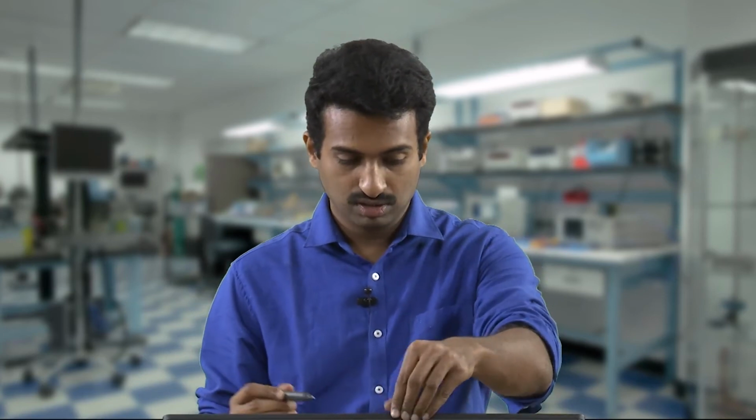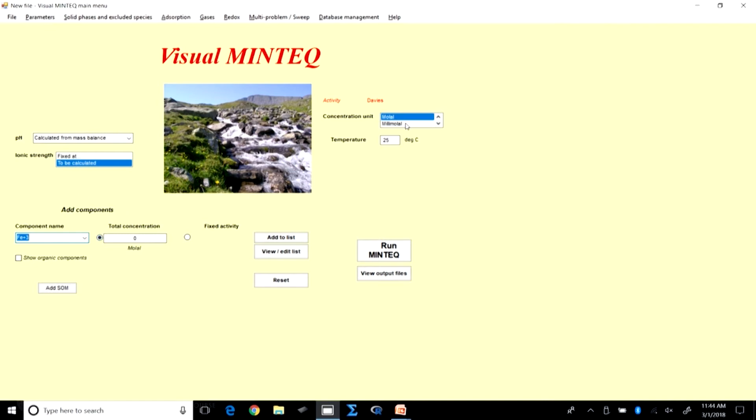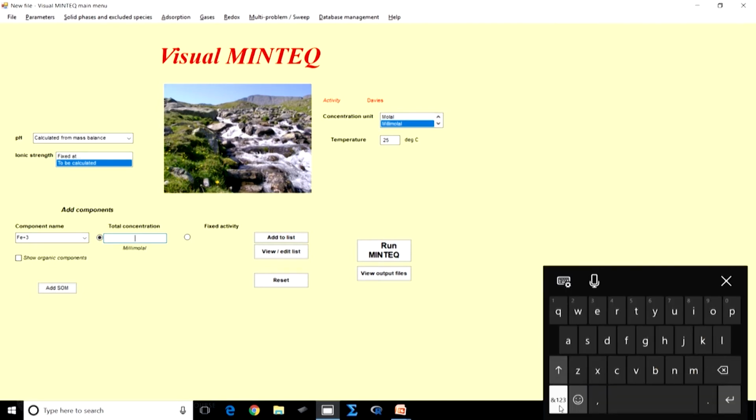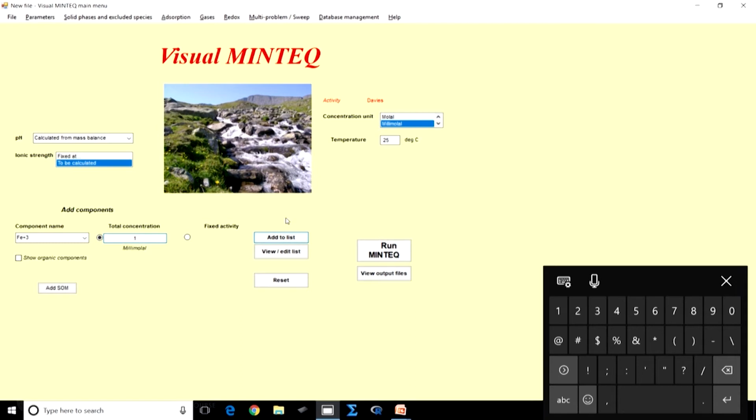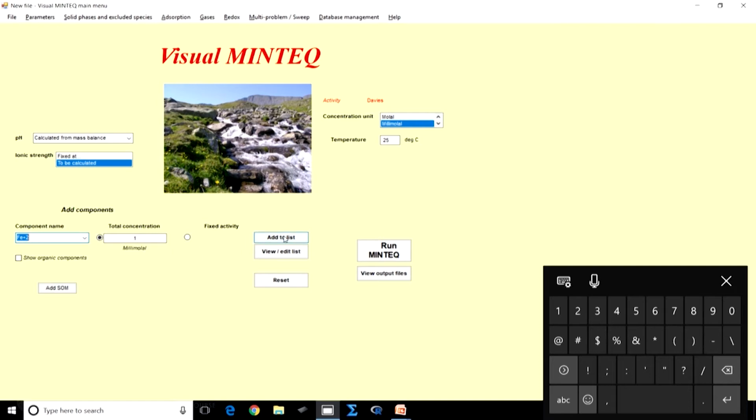So let's go back to Vmintech here. I'm going to plug in Fe3+, and let's go with millimolar. We went with 10 power minus 3 concentration, so we are going to continue with that. It's going to be equal to 1 millimolar, add to the list, and the other case is Fe2+, also 1 millimolar. I'm going to add that to the list, but keep in mind that here we are giving the system the initial total component balances. So if you are giving Fe2+ and Fe3+, you cannot provide the ions to the solution independently.